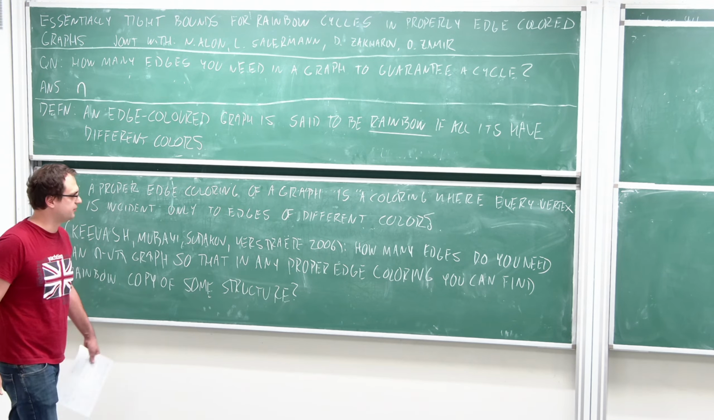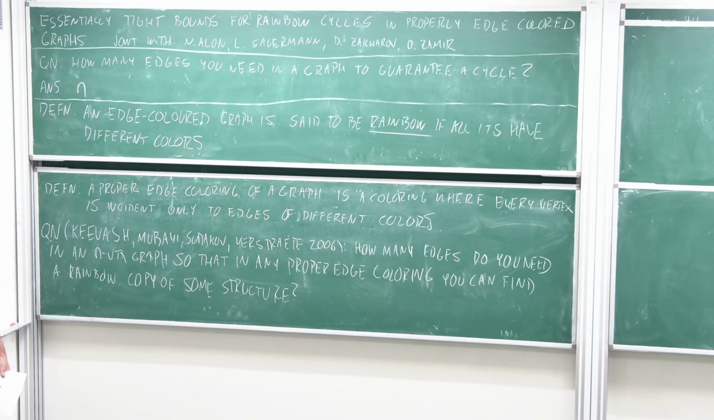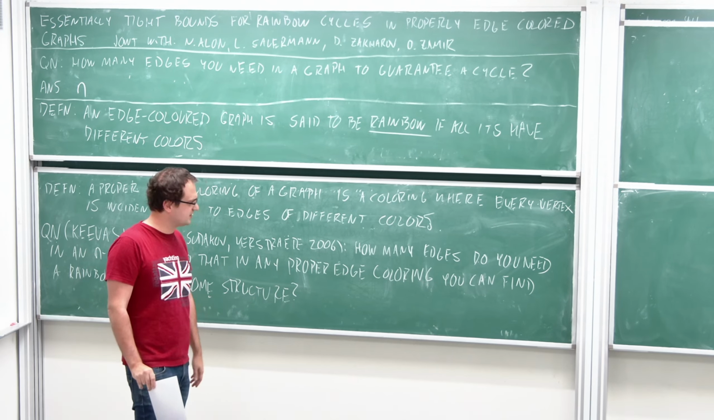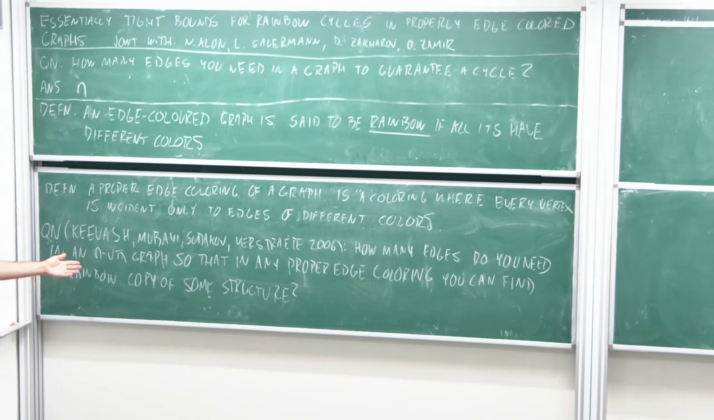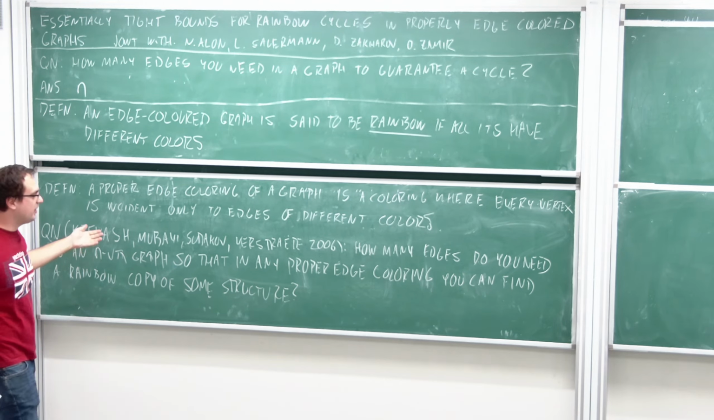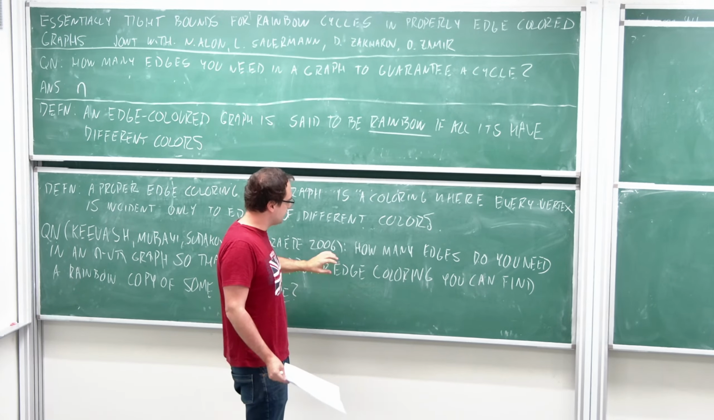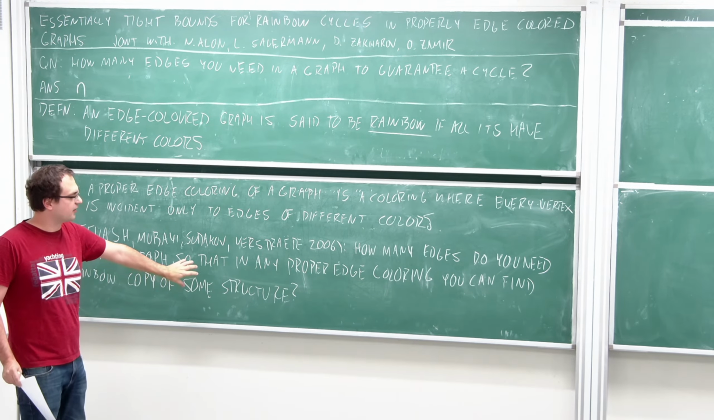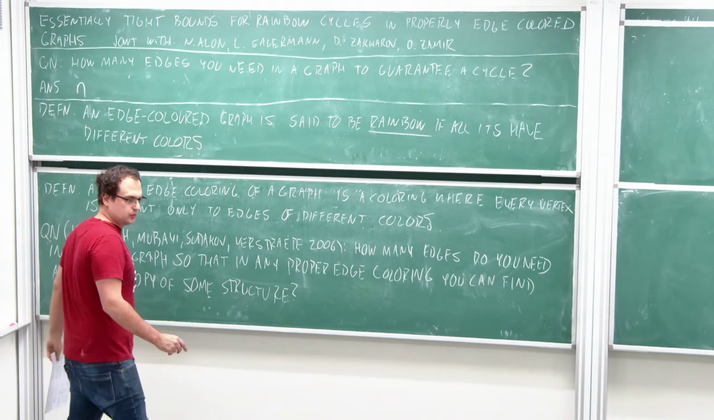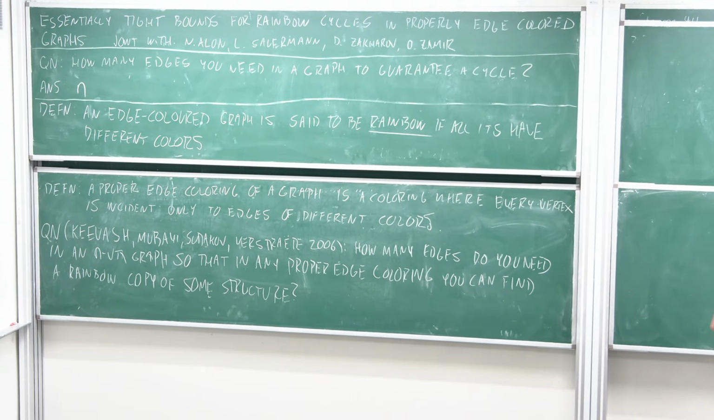So this is referred to as the rainbow Turán problem. Whatever structure you can think of and look for in the usual Turán world, you can ask exactly the same question here. And sometimes it's a very interesting problem. They raise quite a few in this paper from 2006. And the specific one that I want to focus on today is just a variant of the easy thing that I started with. How many edges do you need to have in a graph so that if you look at a proper coloring, you are guaranteed a rainbow cycle?